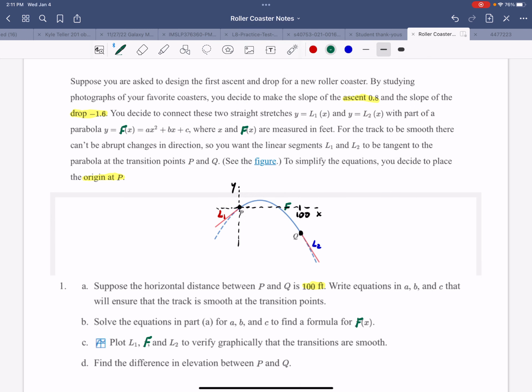So just to be crystal clear, we have L1 of x is defined to be m1x plus b1. It's a line. Now, if you're clever, then maybe you already know what b1 equals, but if not, then just hang on a sec. Big F of x, remember we're calling it big F, is ax squared plus bx plus c. And then lastly, we have that L2 of x equals m2x plus b2.